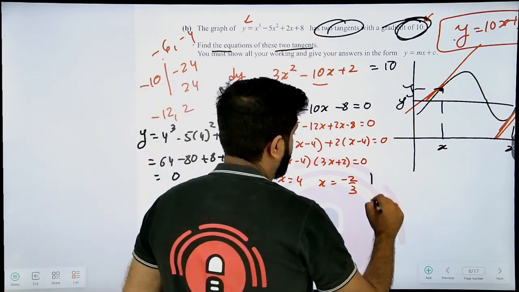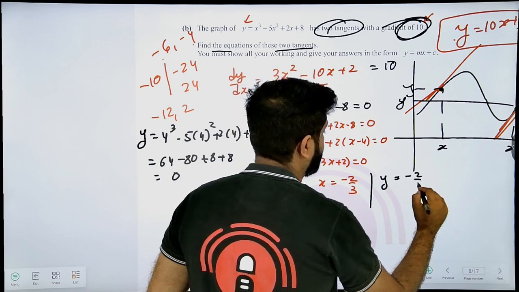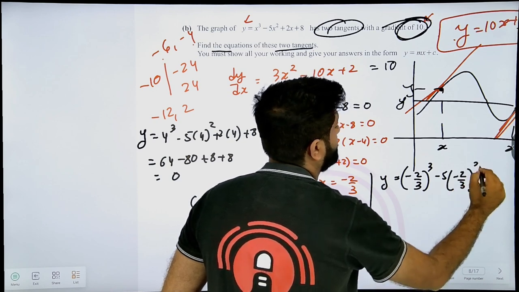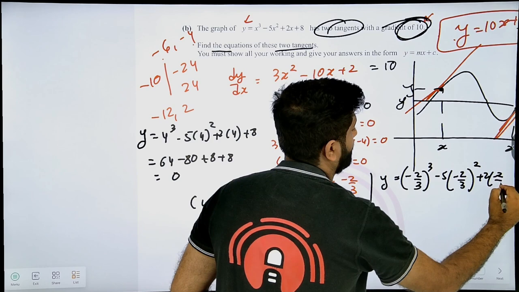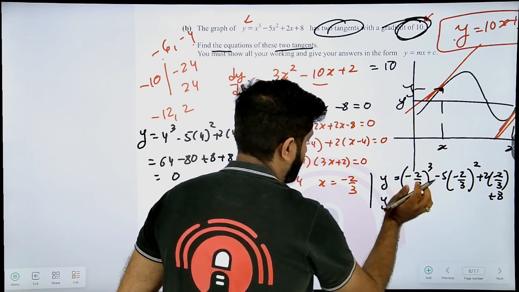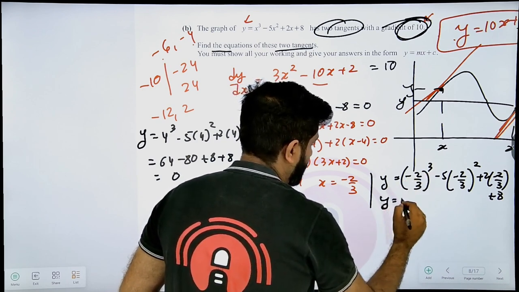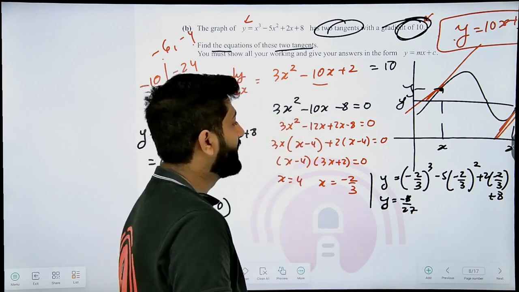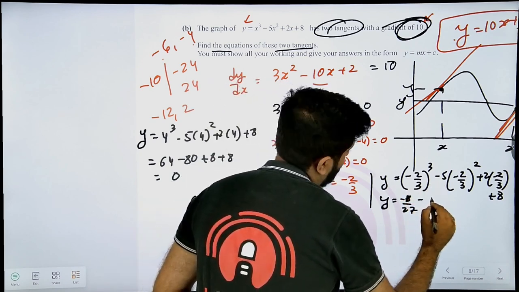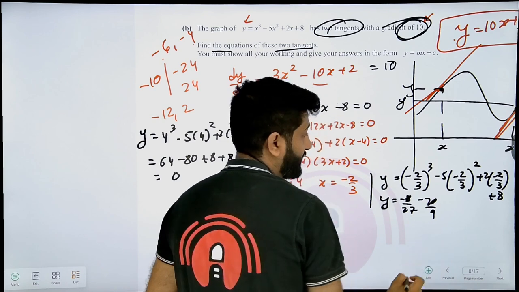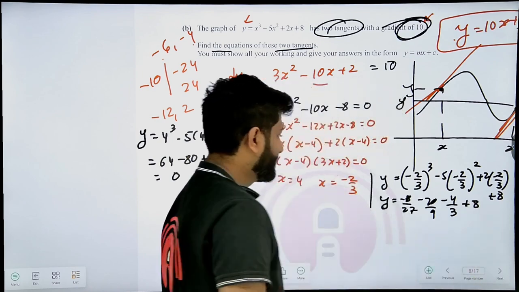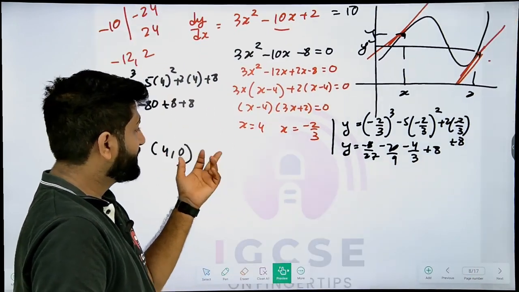So you have y equals negative 2 by 3 cube minus 5 into negative 2 by 3 square plus 2 times negative 2 by 3 plus 8. So guys, this is nothing but negative 8 over 27. This is 4 by 9, and you multiply with minus 5, so you have minus 20 by 9, then again minus 4 by 3 plus 8. Right, I think I'll have to simplify this further by taking the LCM.